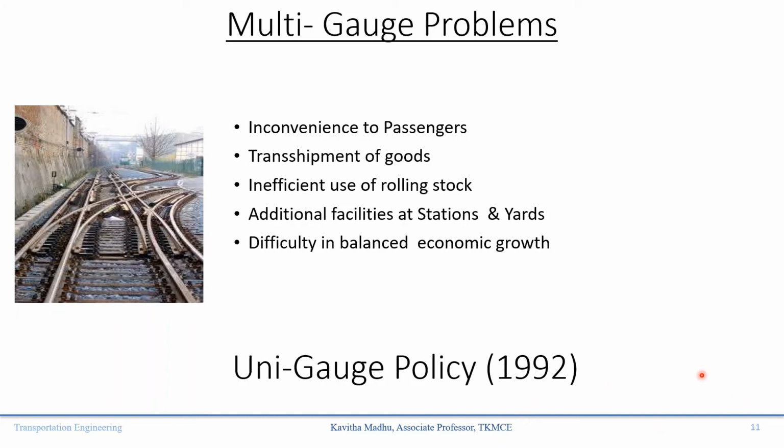So what are its advantages? There won't be any transport bottlenecks. No transshipment hazards will be there. We can provide alternate routes. Then there is improved utilization of track and rolling stock, and again it will result in balanced economic growth.